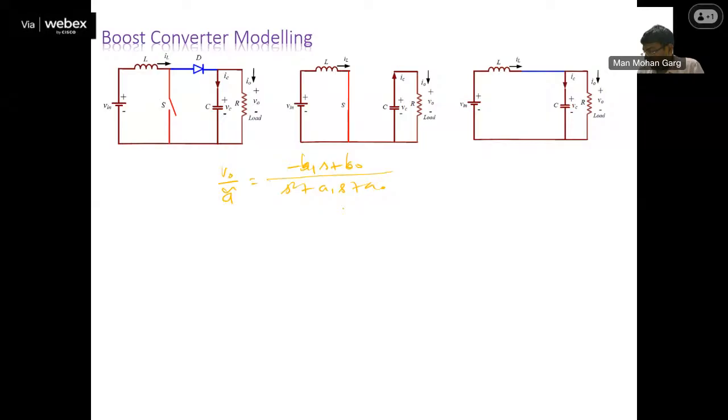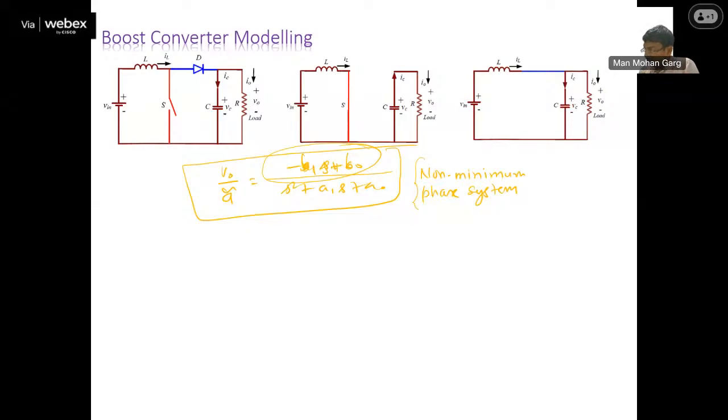This kind of transfer function you will get. And if you are getting this type of transfer function, then this gives limitations on the controller design. We call it a non-minimum phase system. Such systems we call non-minimum phase systems.